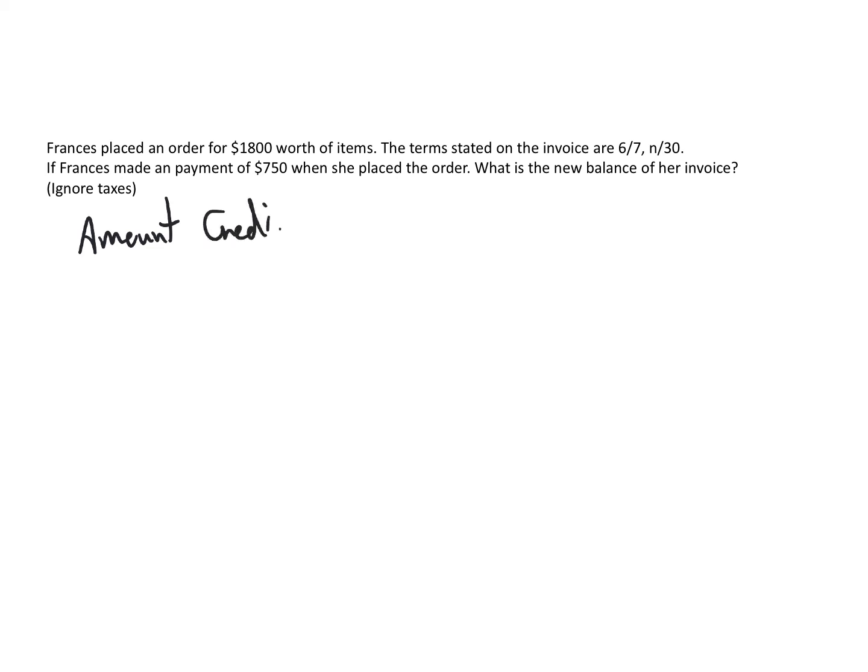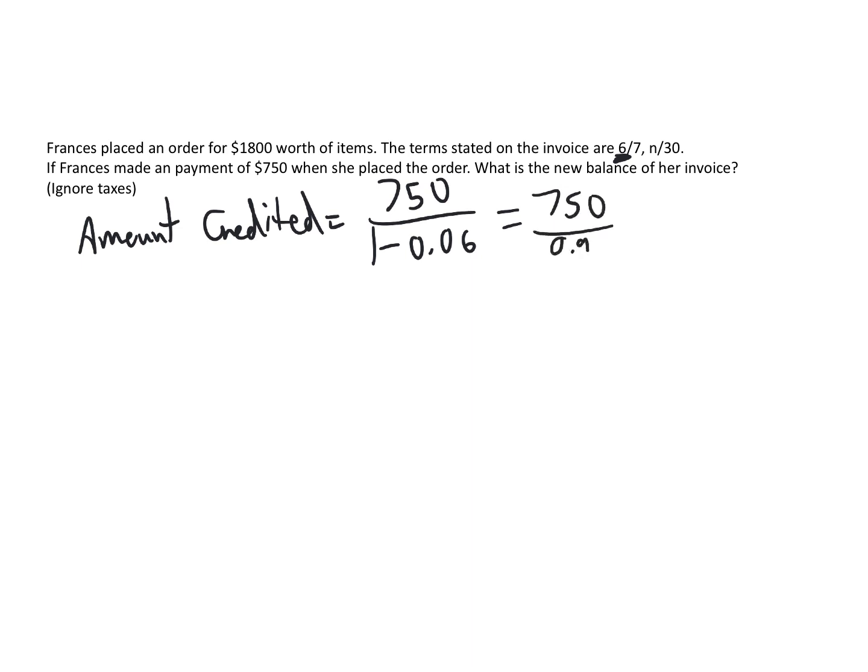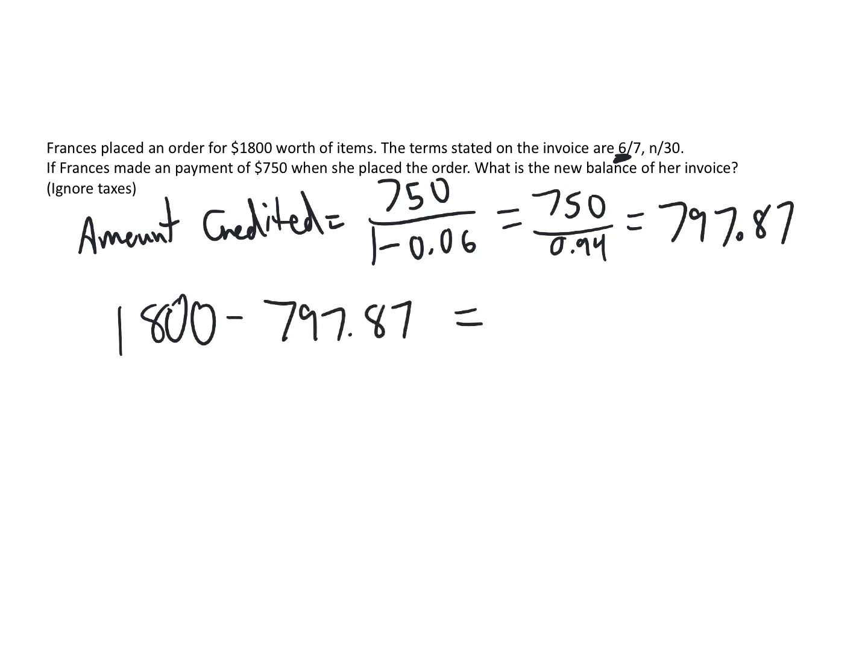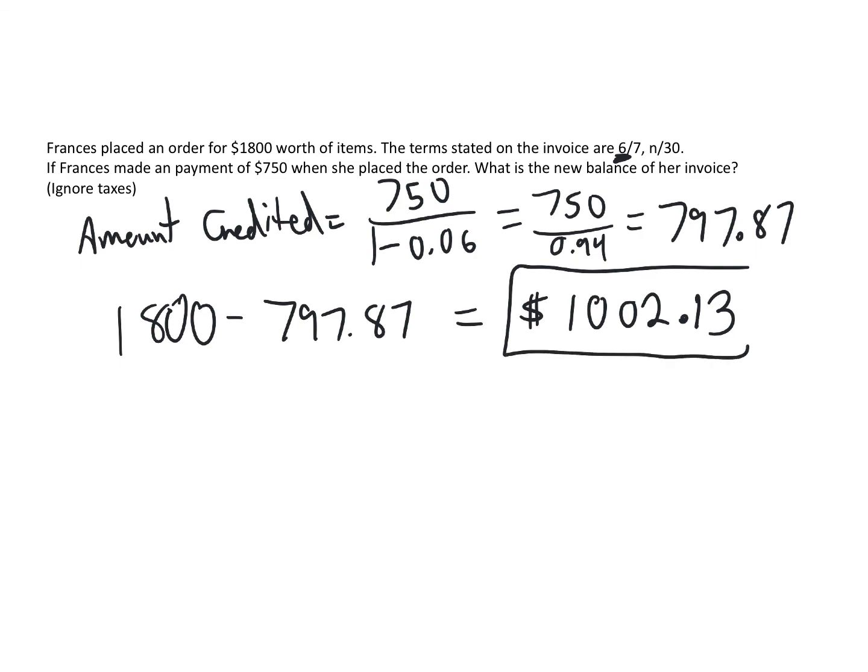credited, which will be the $750 over 1 minus 0.06 for the 6% this time. This ends up being $797.87. So we take our 1,800, minus that $797.87 to get a new bill of $1,002.13.